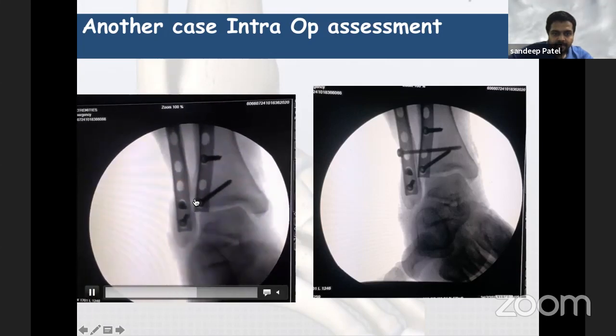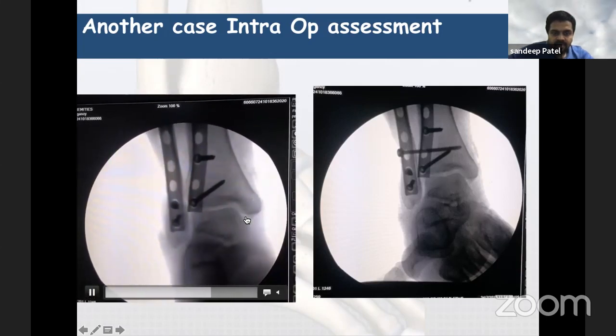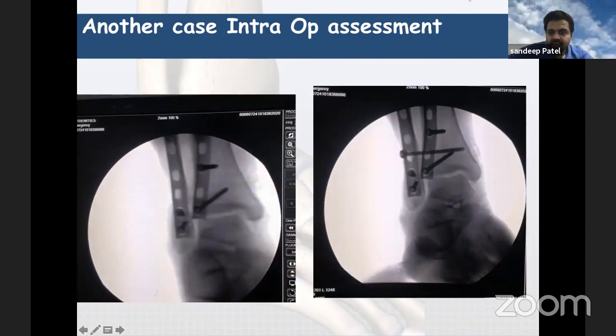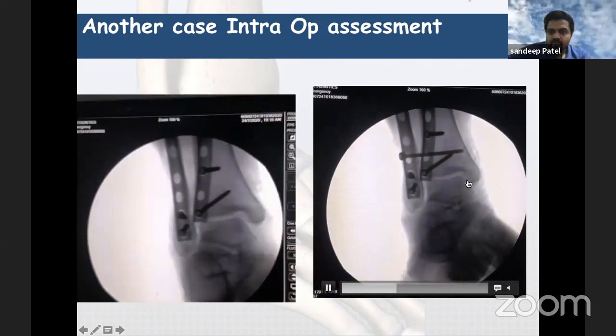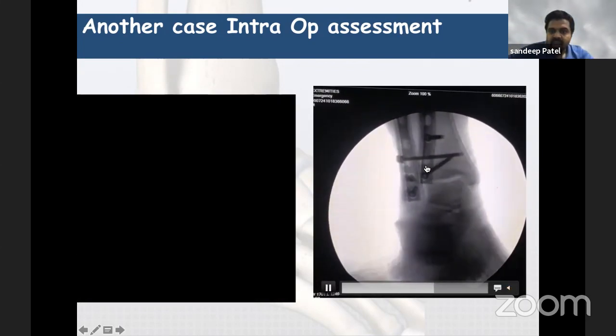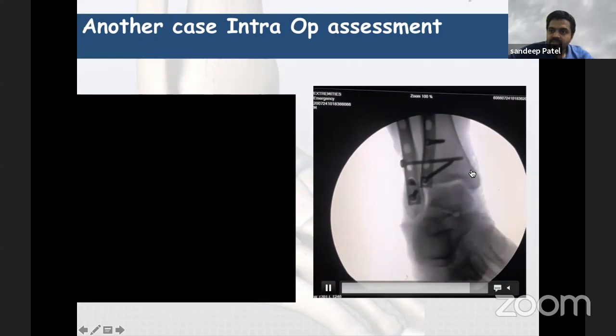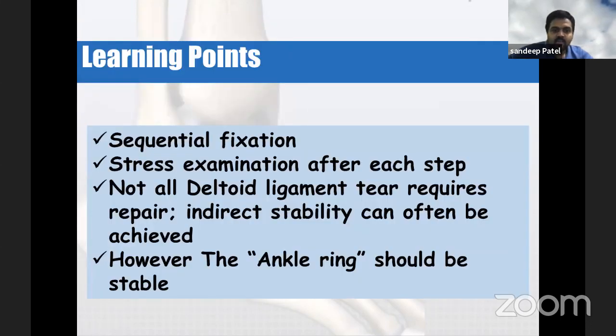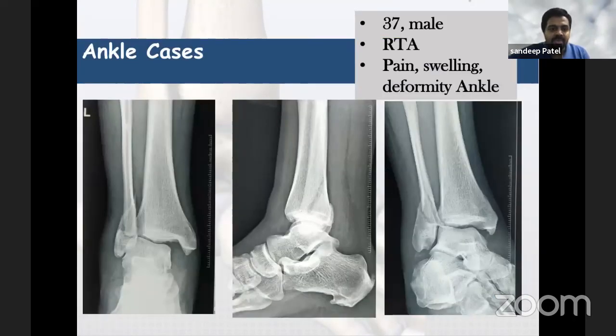You can see how the deltoid medial side is opening. But after we fixed the syndesmotic screw, there is no tilt medially and the complete deltoid complex got stable. So we have to assess them sequentially and then decide what is required. So sequential fixation is a learning point. Stress examination after each step. Not all deltoid ligament tears require repair. Indirect stability can often be achieved. The ankle ring concept should be understood and we should make it stable.